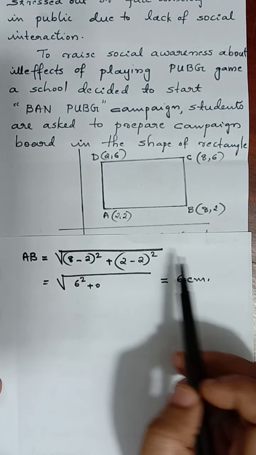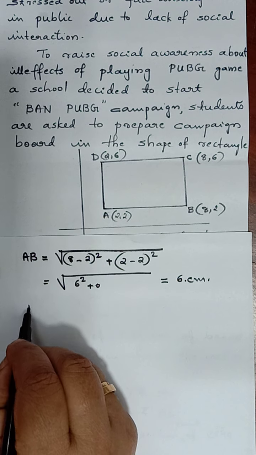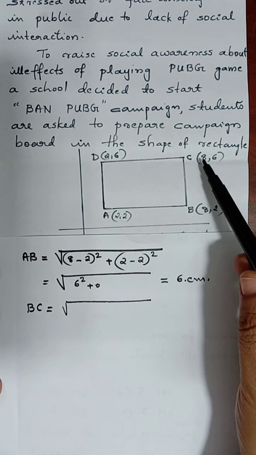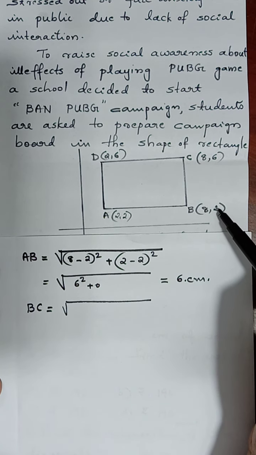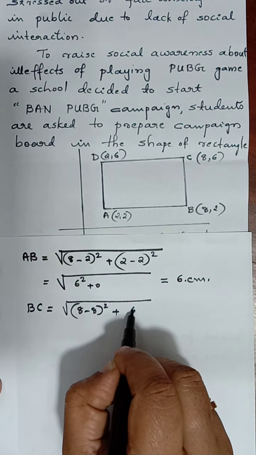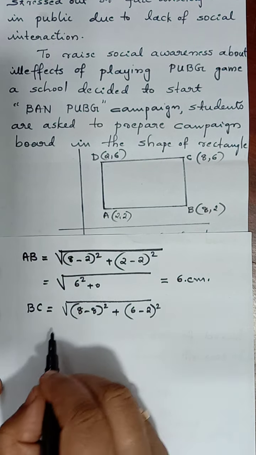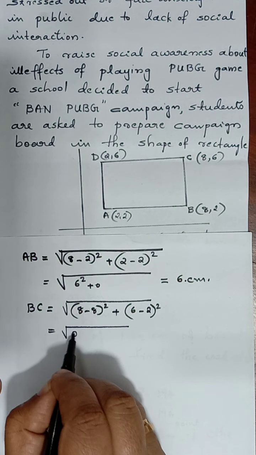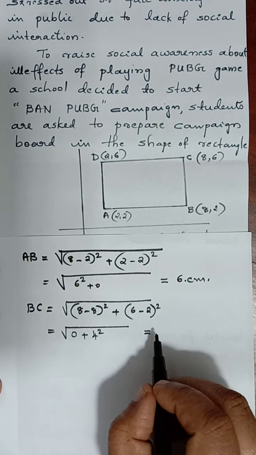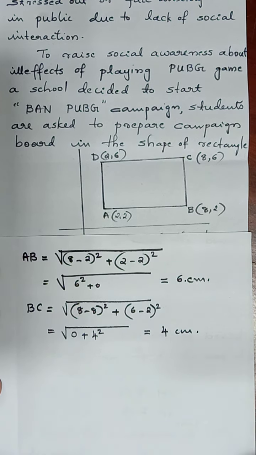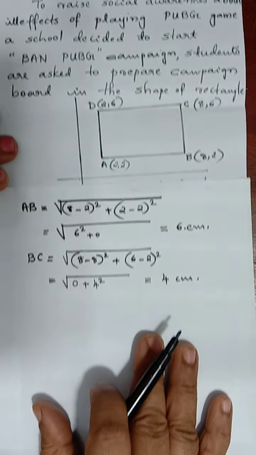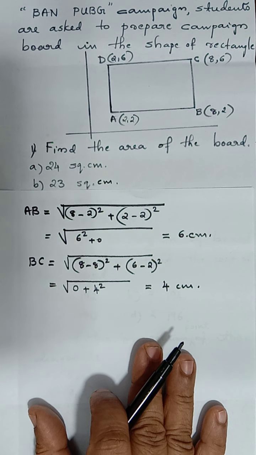Then comes BC. BC is the width or breadth we can consider. BC equals square root of 8 minus 8 whole square plus 6 minus 2 whole square. That becomes 8 minus 8 is 0 plus 6 minus 2 is 4. Square root of 4 square. That is equal to 4 centimeter. So length and breadth we got. Now we have to multiply. That will be the area of the rectangle.